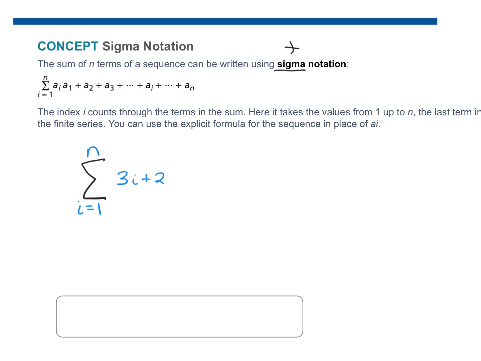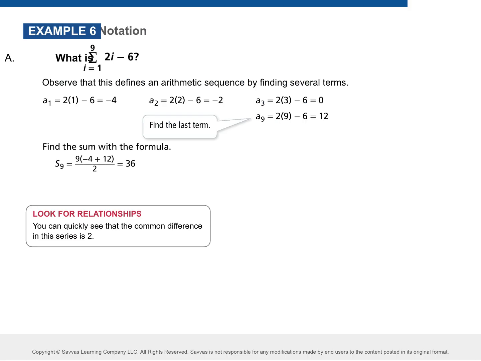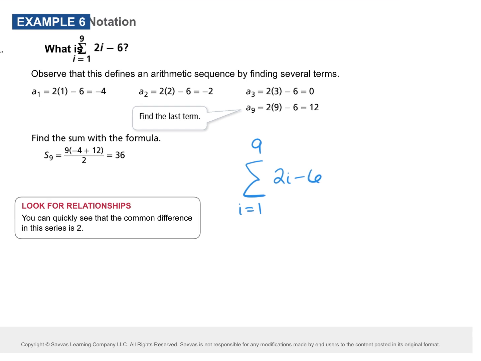Okay, so let's look at an example. This is not in your notes, but I want to break it down. It says the sum of the sequence from 1 to 9 is 2i minus 6. Now let's break it down. How many terms are in this sequence? 9. There's 9 terms in the sequence, so n is 9. If we wanted to find the sum of this, we're still using this formula. What else do we need to find?